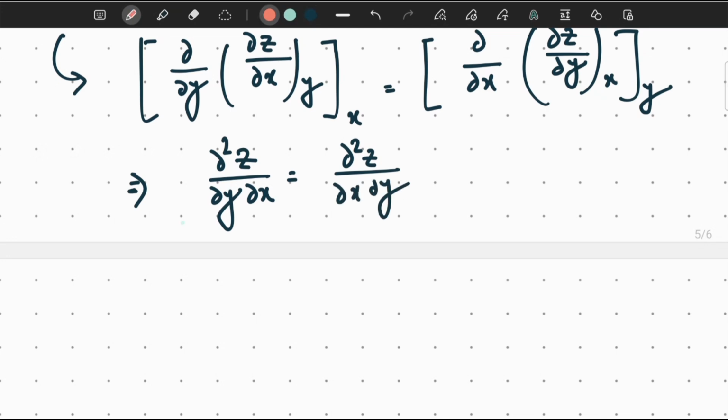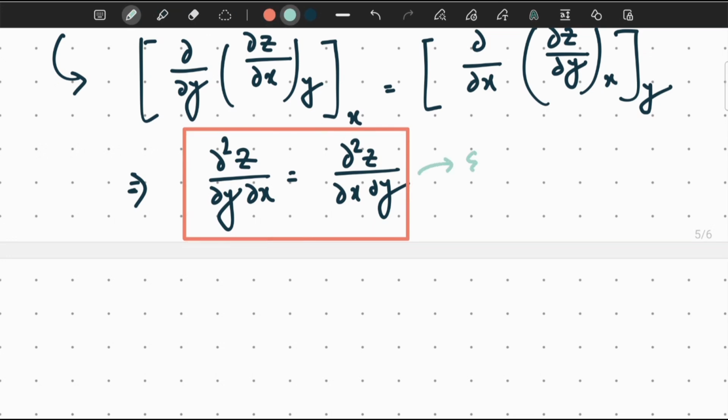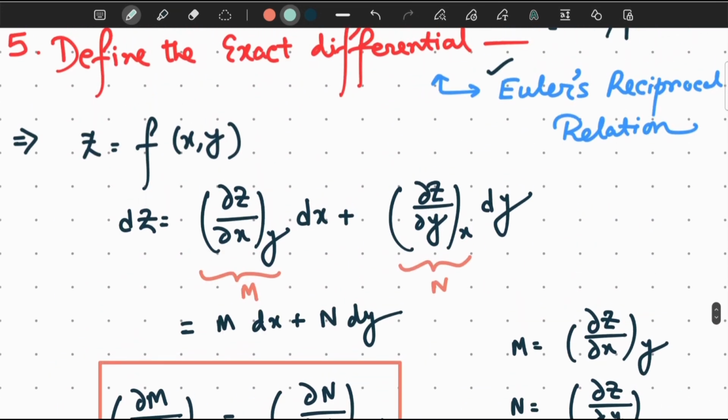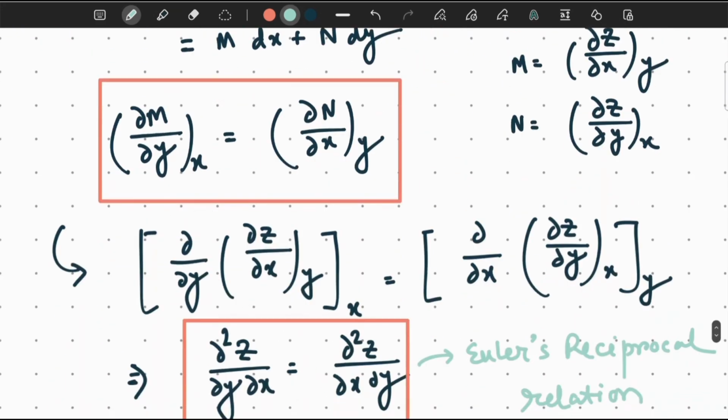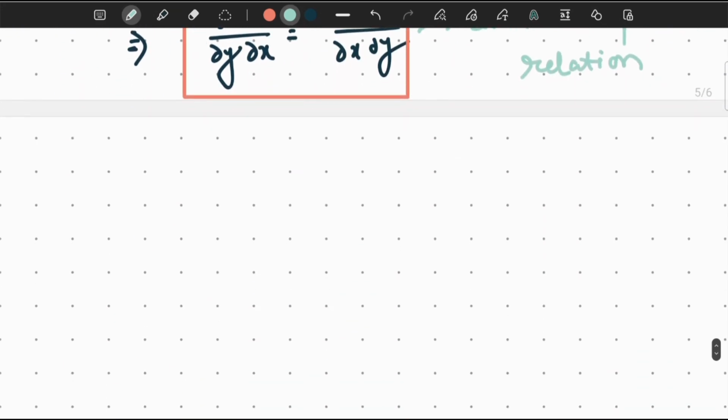So this is actually called Euler's reciprocal relation, the same thing. So if this is valid, if this is followed by any differential, then the differential will be called an exact differential. That's the basic definition. Okay, so the example we will follow, we'll do it next.